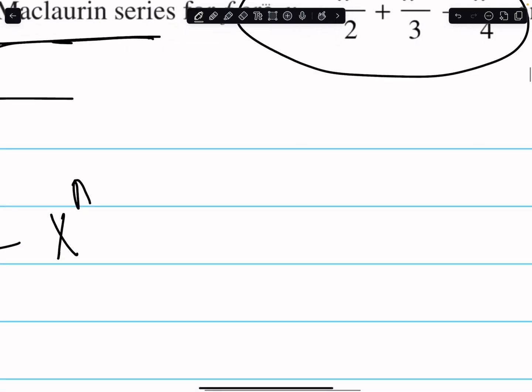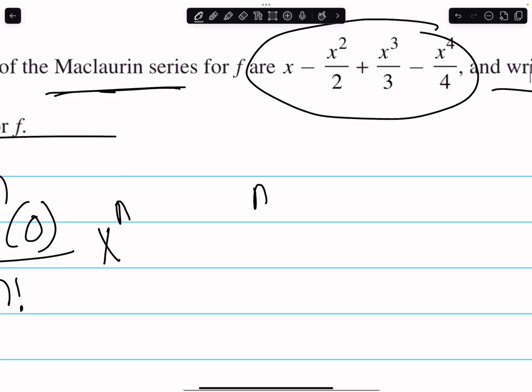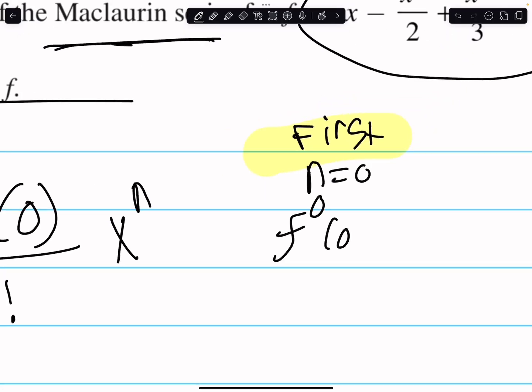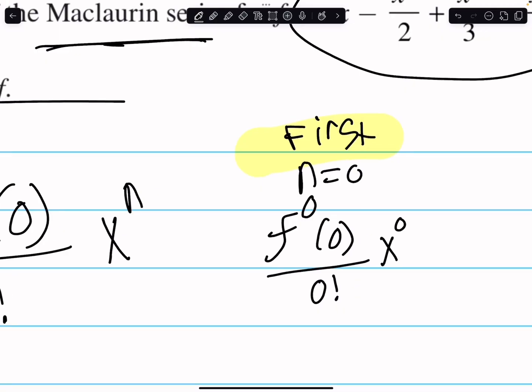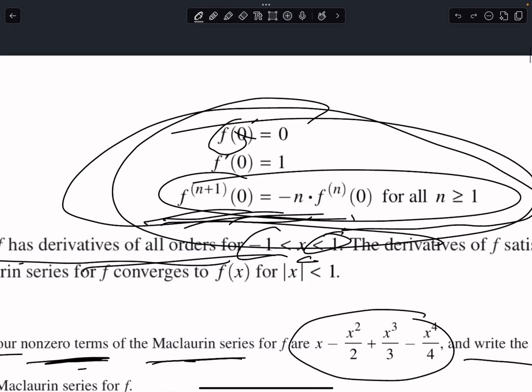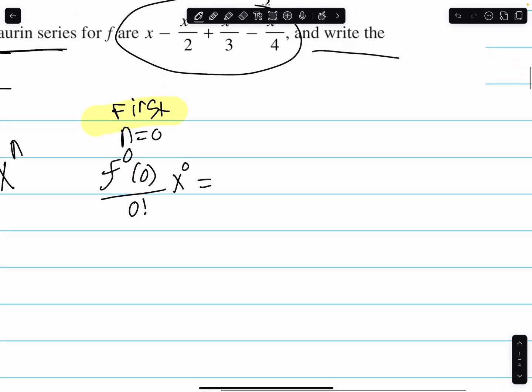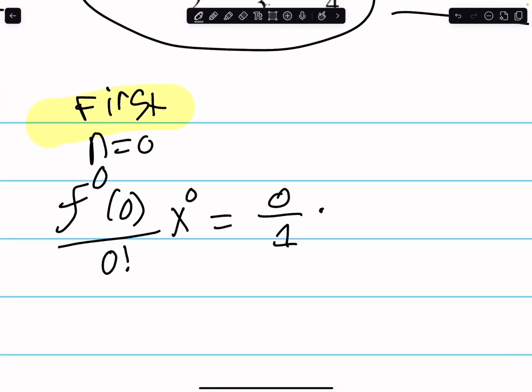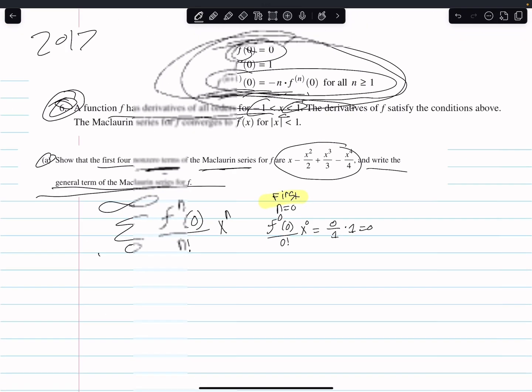We're going to expand this. So we start off with n equals 0. This would be our first term. I'm going to highlight that here. We just plug it into the Maclaurin series. So we get the 0th derivative of f at 0, which is just f of 0, over 0 factorial, which is 1, times x to the 0. f of 0 is given to us up here as 0. So this will be 0 over 1 times 1, which is equal to 0. And it wants us to find the first four non-zero terms.